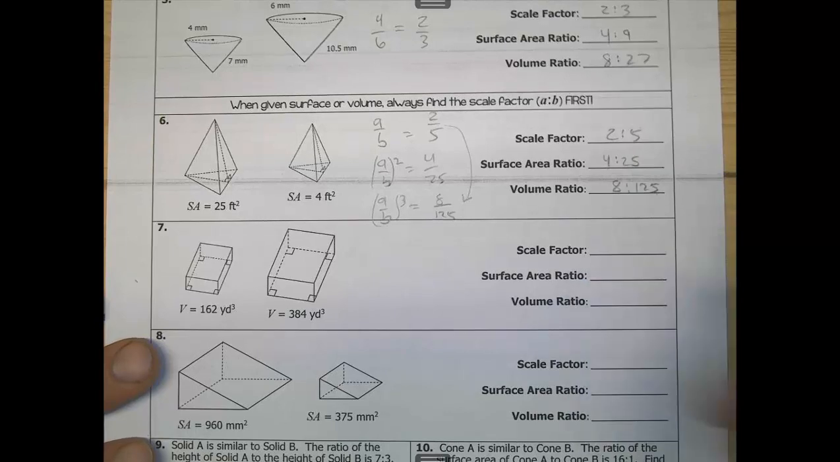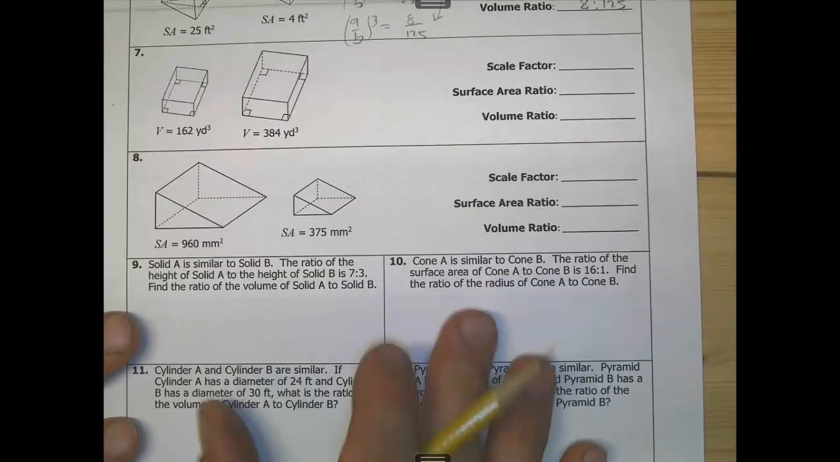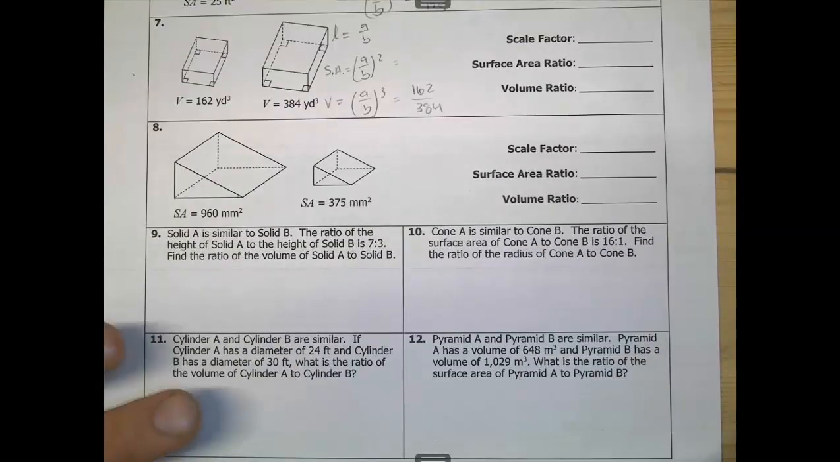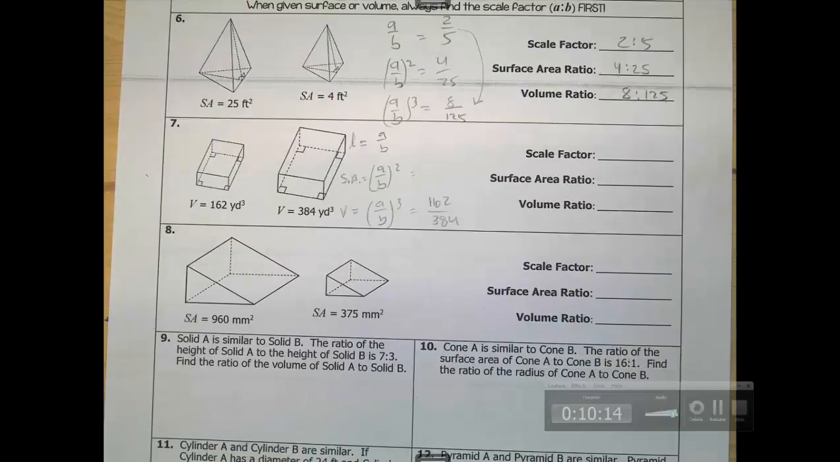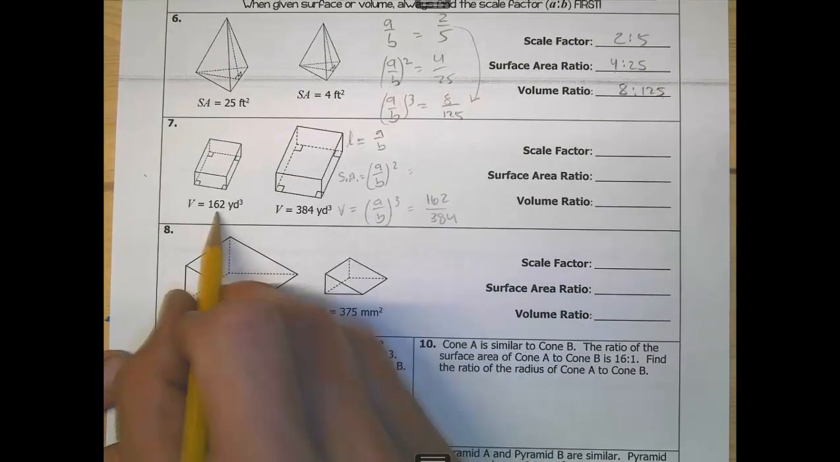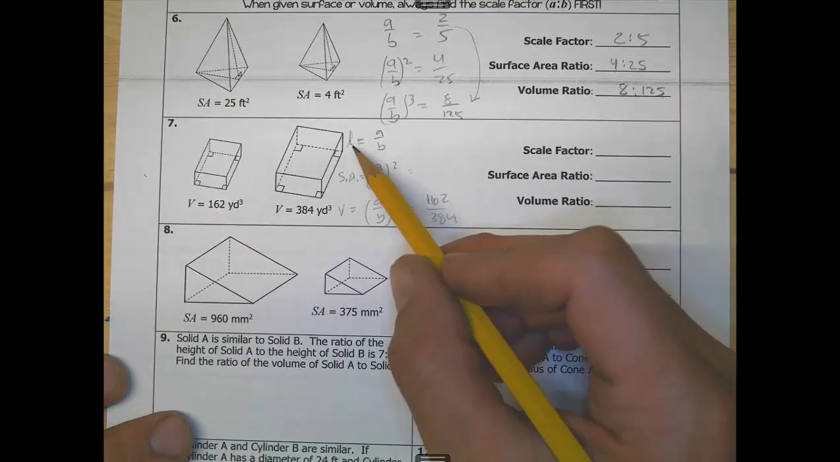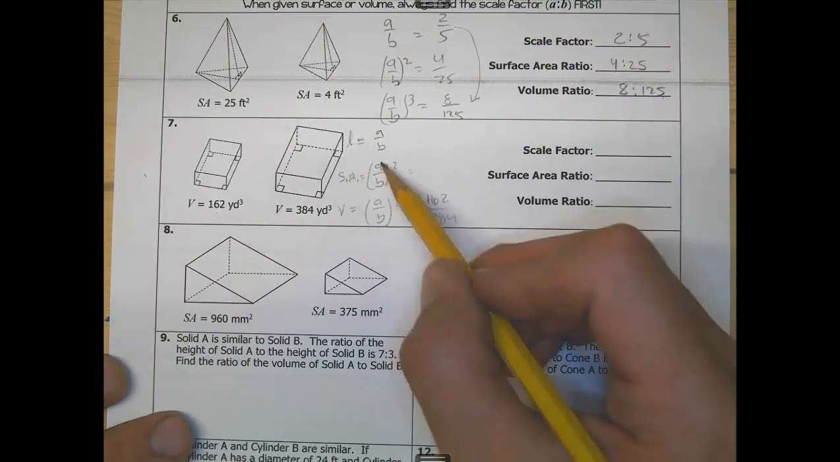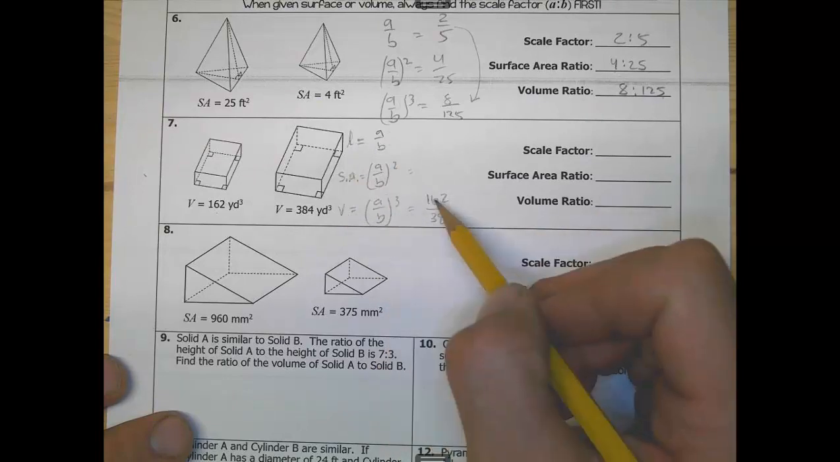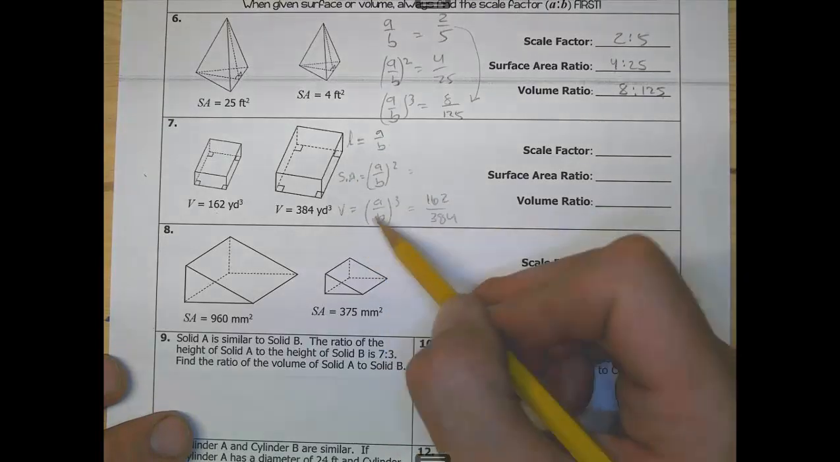Let's try another one. Let's try number 8. I'm sorry, let's try 7 since this one's volume. All right, so we're going to write out our length is A to B, surface area is A to B squared, and volume is A to B cubed. Just to keep this organized, this is something I hope you keep writing out because it's really important to remember.